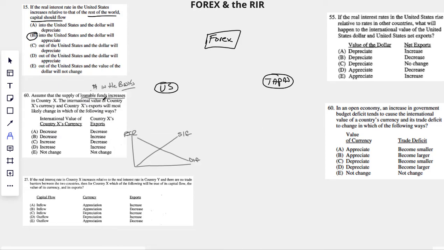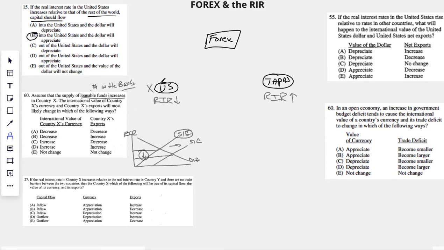Now we're saying the supply of loanable funds increases. That's going to shift to the right. That's obviously going to make the real interest rate go down. So now we know, and let's just say this is country X here, we know the real interest rate is going to go down. That implies that the real interest rate in other countries has to be going up.